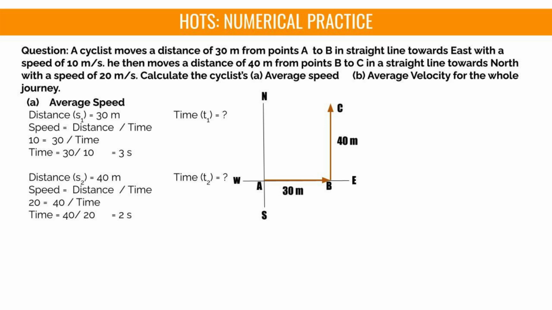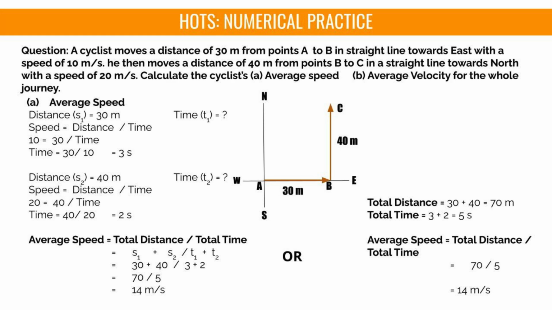Step 2, find time for second part, B to C. Distance equals 40 m, speed equals 20 meters per second. Using the same formula, time equals 40 by 20. Time equals 2 seconds. Step 3, find total distance and total time. Total distance equals 30 plus 40 is equal to 70 meters. Total time equals 3 plus 2 is equal to 5 seconds.